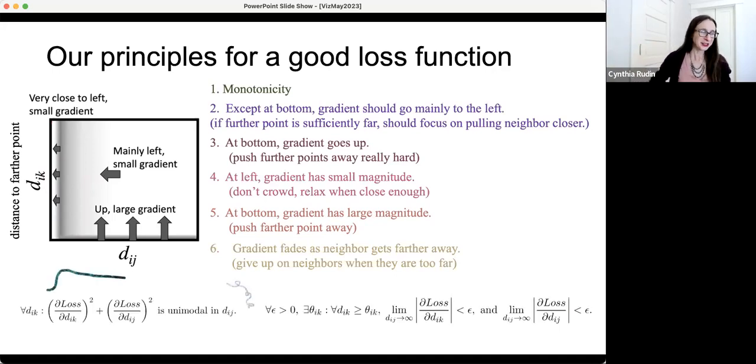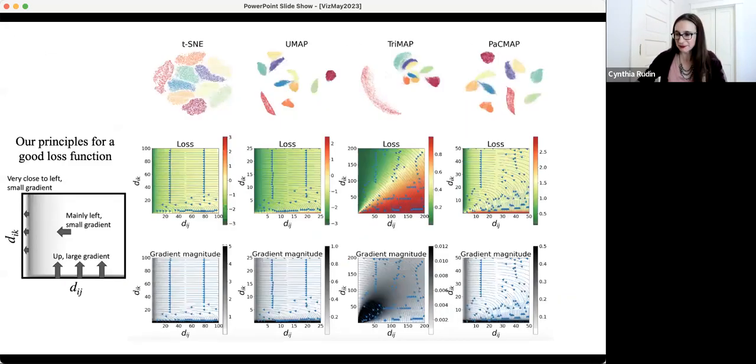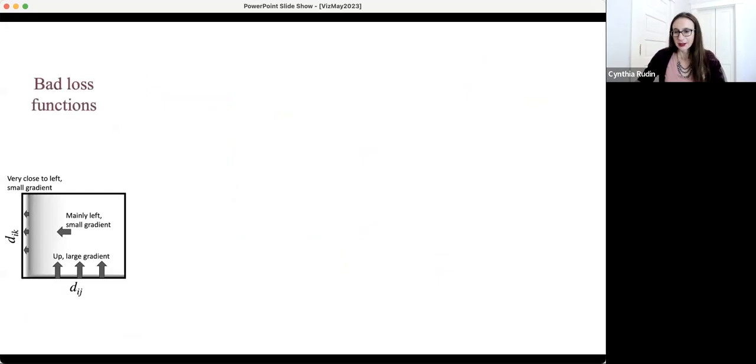Okay, so you should have this gradient that looks like this. No gradient when they're really close, high gradient when you can pull them in, and then it just kind of gives up gradually as they get further away. All right, and that's what gives us these nice rainbow plots.